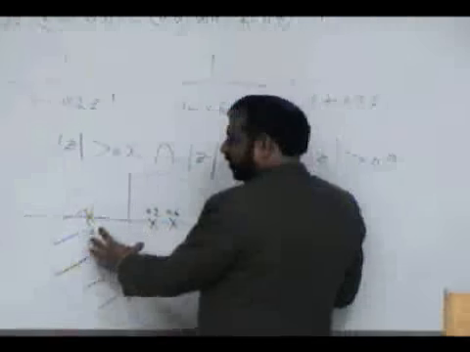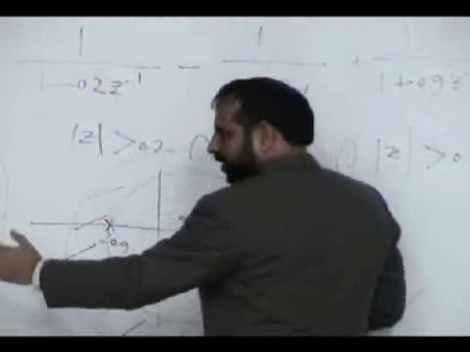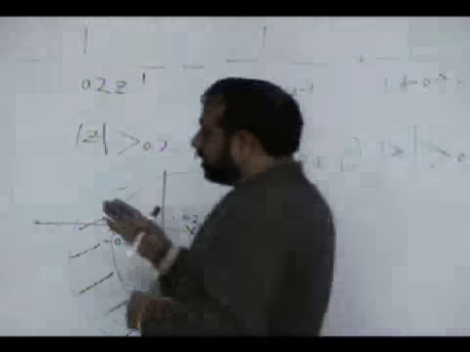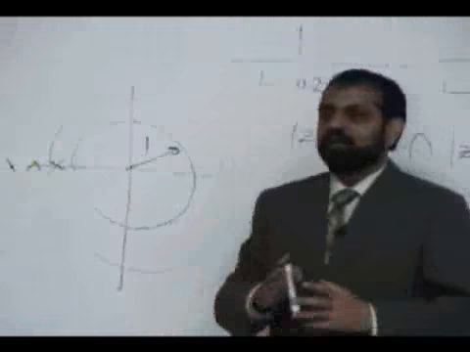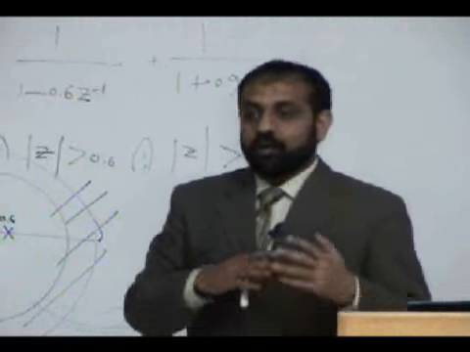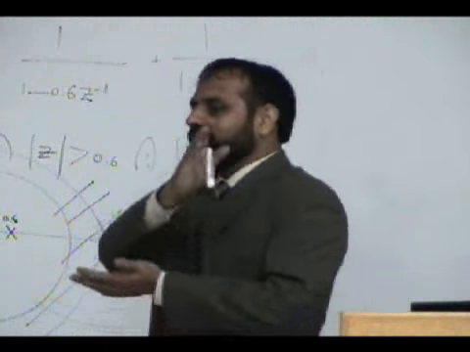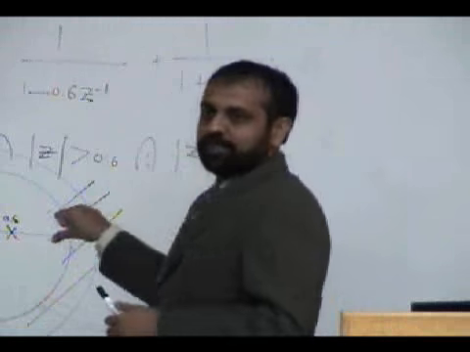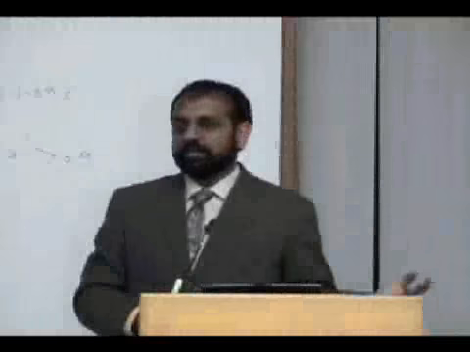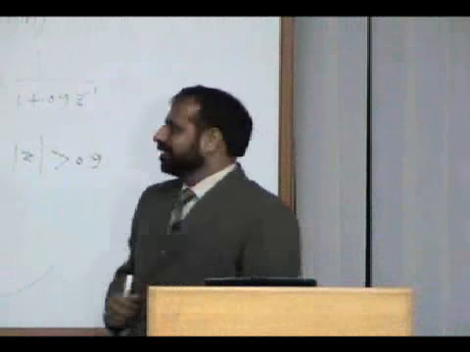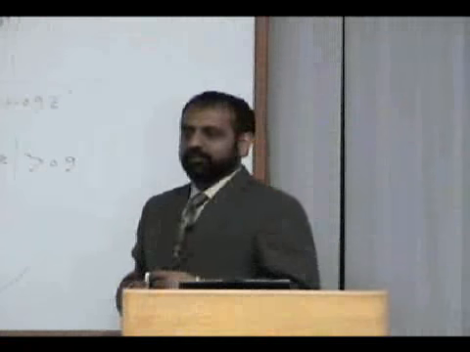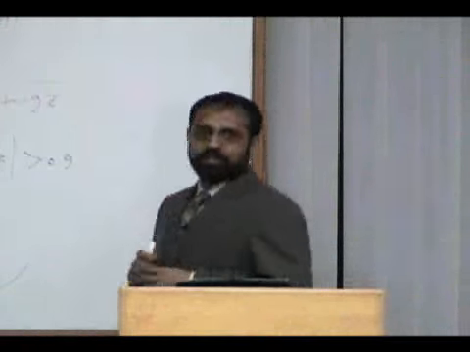the outermost pole of all the right hand side sequences must be inside the unit circle, and the innermost pole of the left hand side sequence must be outside the unit circle. Means all the poles of your right hand side sequence must be inside the unit circle, and all the poles of the left hand side sequence must be outside the unit circle for a system to be stable. It's a simple check. If that holds, you can say that this is a stable system.